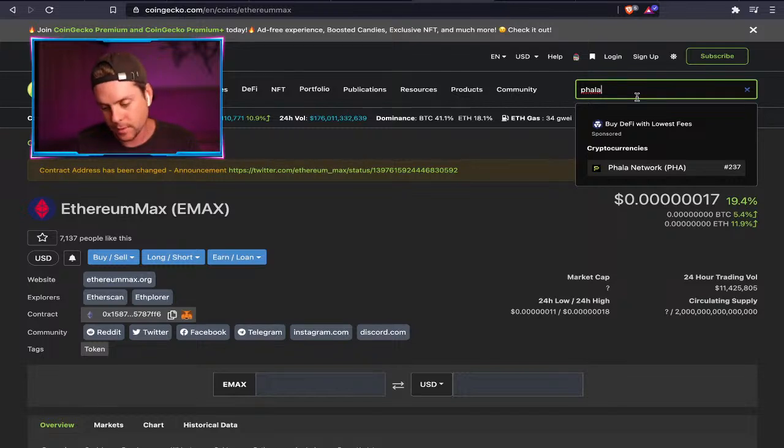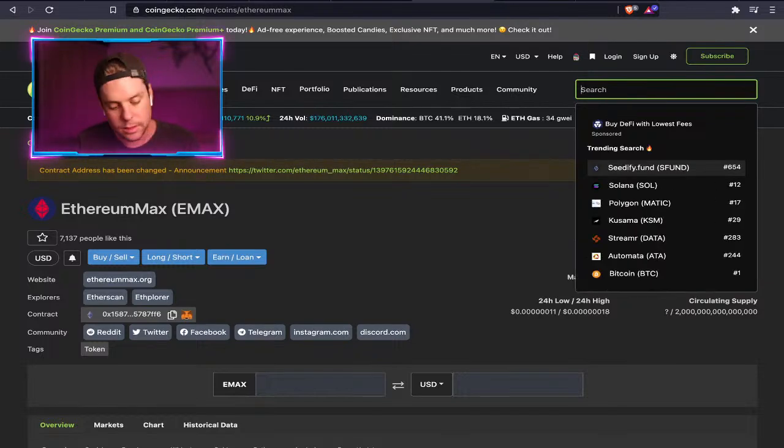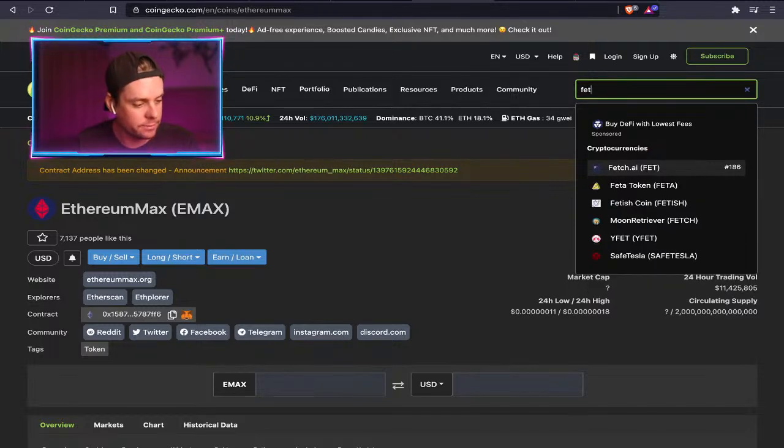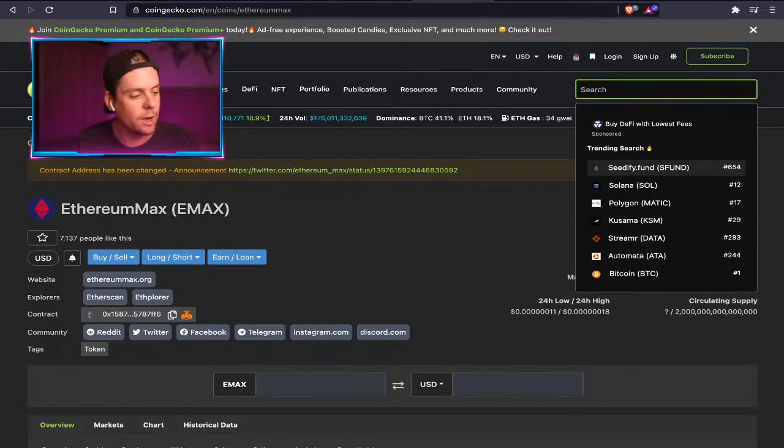$237. Sorry. Let's take a look at what is FET. FET, not interested. Sorry. Top 100 only right now. If there's a request for top 100, we'll take a look at top 100.